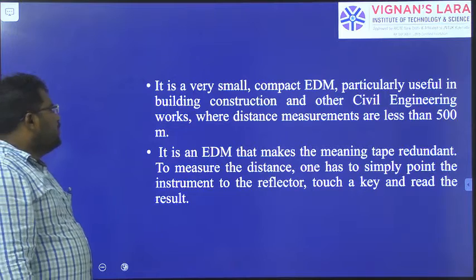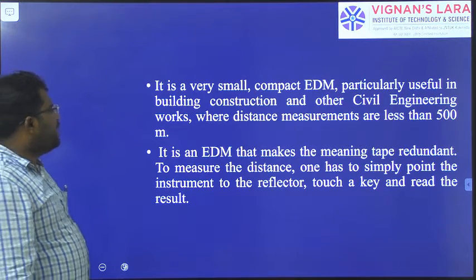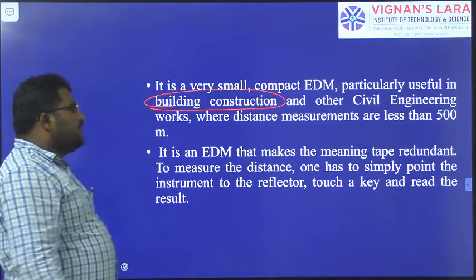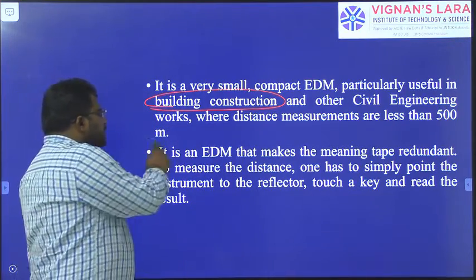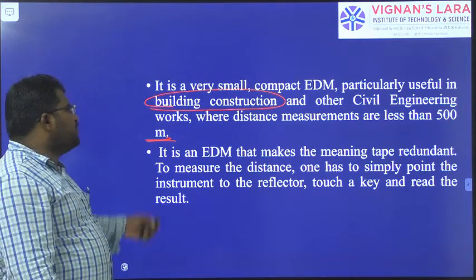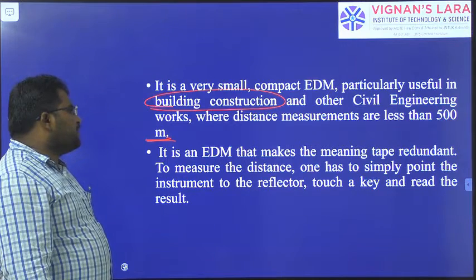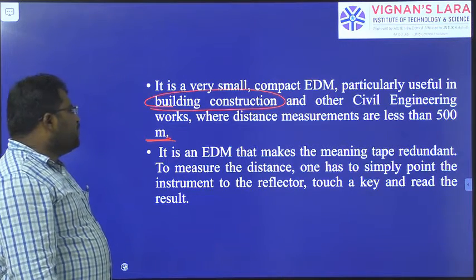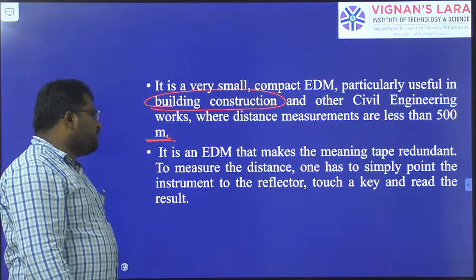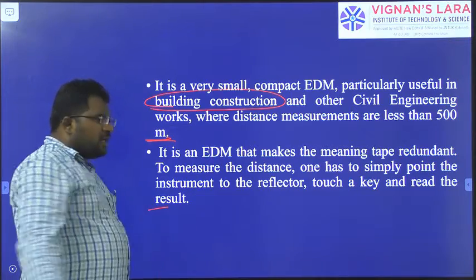Coming to the next point, it is a very small and compact EDM, particularly useful in building construction and other civil engineering works where distance measurements are less than 500 meters. Whenever the distance is less than 500 meters, we will use this kind of instrument. It is an EDM that makes the measuring tape redundant. To measure the distance, one simply points the instrument at the reflector, touches a key and reads the result. Simple.